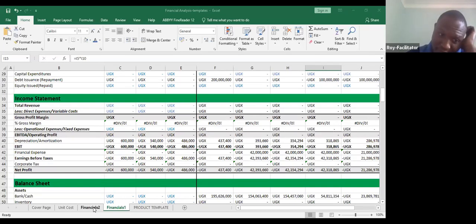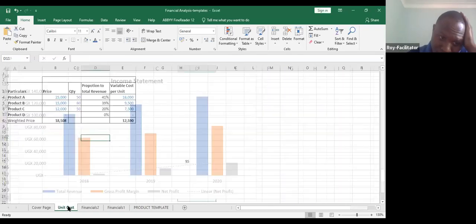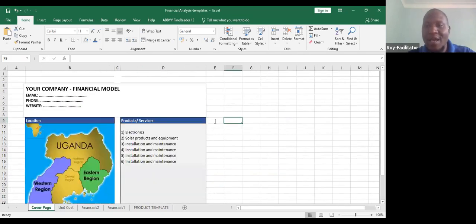as an organization. Okay, so I've opened the document. Let me share my screen. Okay, there's my screen. You can see the cover page here, just as I had explained yesterday.